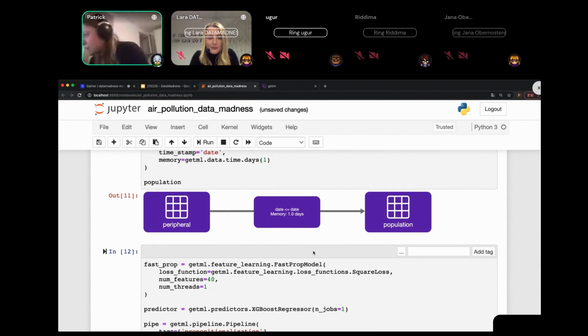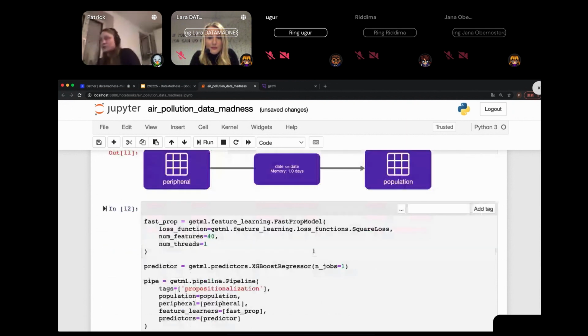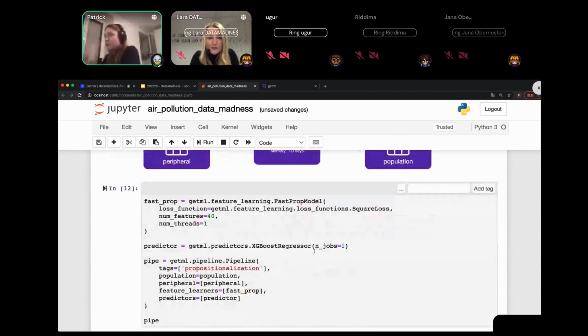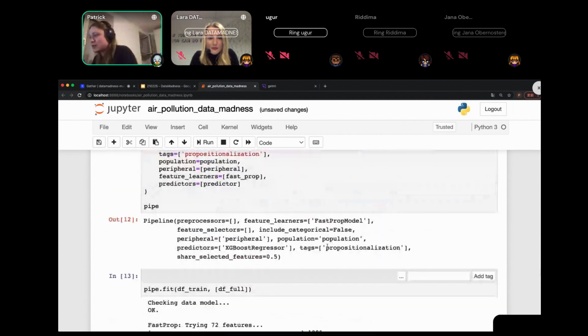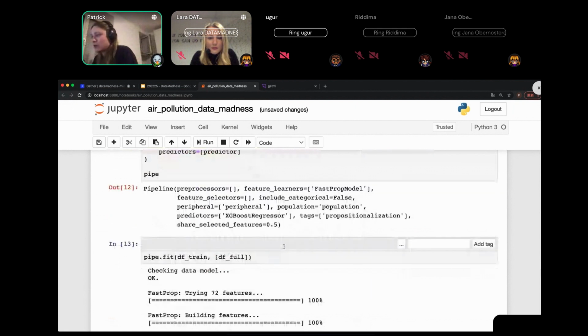And the first thing that we would do is a propositionalization approach, because this is, of course, the simplest approach that we have. And this actually has already run through.